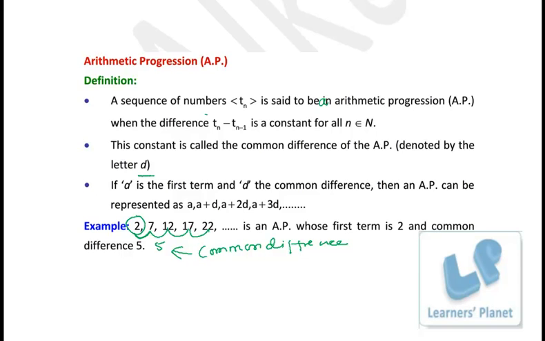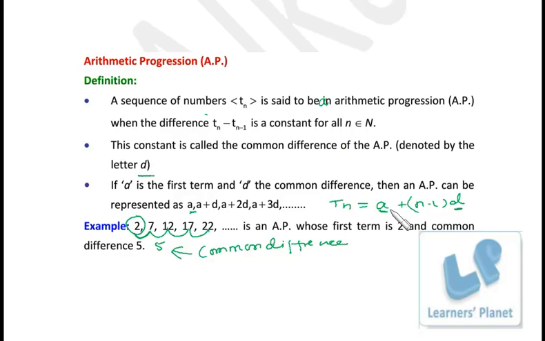Now you can see here the terms can be represented as a, a plus d, a plus 2d, a plus 3d, and so on. So the nth term of this AP, that is Tn, can be represented as a plus (n minus 1)d, right? In the second term there is 1 d. In the third term there are 2 d's. In the fourth term there are 3 d's. That means the nth term has n minus 1 d's, right? Fourth term, 3 d's. So if I put n equal to 4, I'll be getting 3 d's, right? So the nth term of an AP is written as a plus (n minus 1)d.